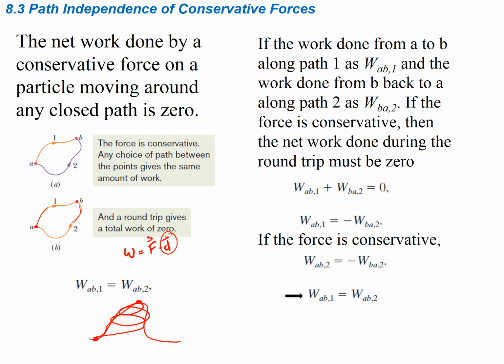Now, if the work is done from A to B along path 1, as shown over here, and the work is done from B back to A along path 2, shown here, if the force is conservative, then the net work done during this round trip is going to be 0. So you add both of these works together, you get 0, which means one work is equal to the opposite of the other work.